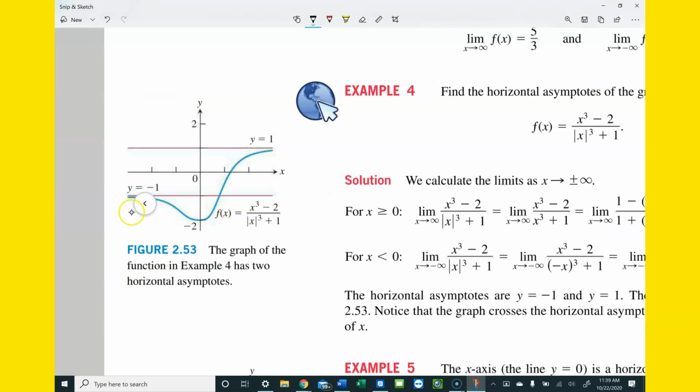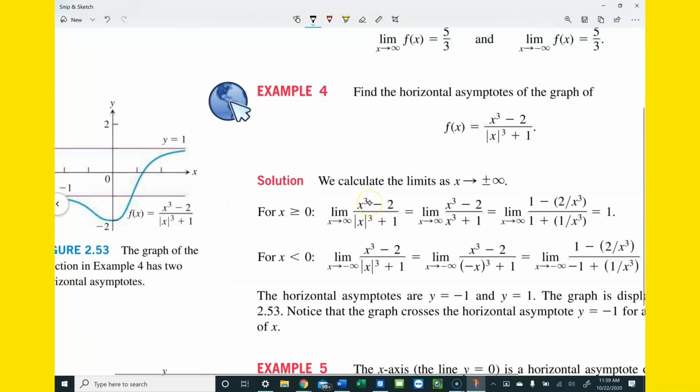We can see that in the graph over here. The graph of this function shows that to be true as well. As x gets bigger and bigger, the value of the function approaches 1. But as x gets bigger and bigger on the left, the value of the function is approaching negative 1.